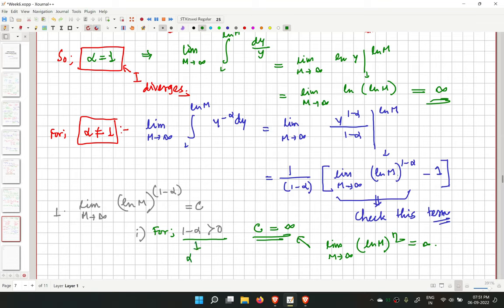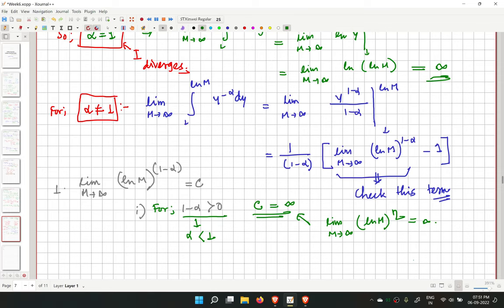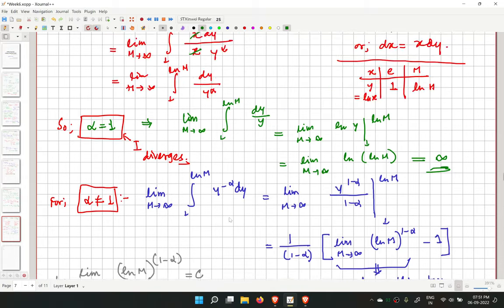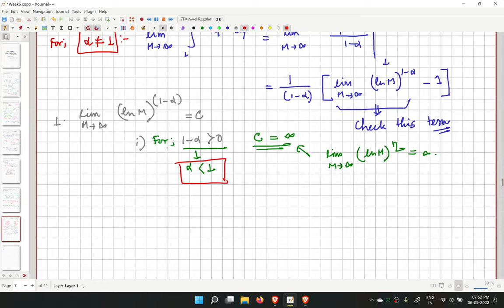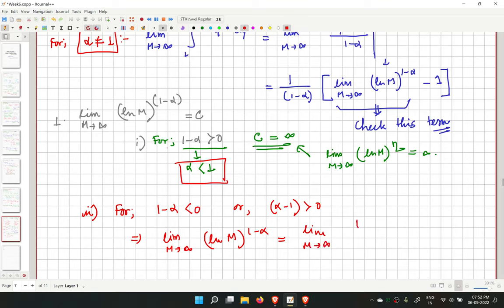So alpha less than 1 is also not possible. And here we have also deduced that alpha equal to 1 is also not possible. So what is the other case that is left? Which will be case number 2, and that is for 1 minus alpha less than 0, or alpha minus 1 greater than 0. So in that case, the limit m tends to infinity of (ln m) to the power 1 minus alpha can be rewritten as the limit m tends to infinity of 1 over (ln m) to the power k, where k is greater than 0.